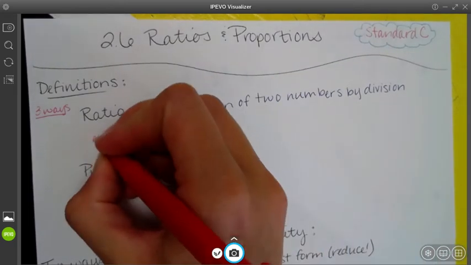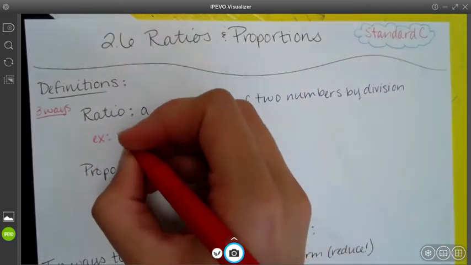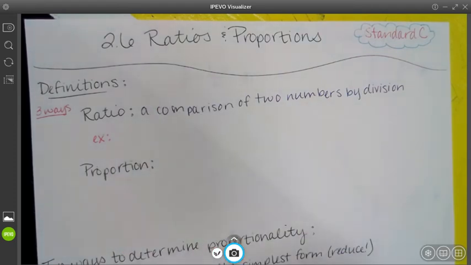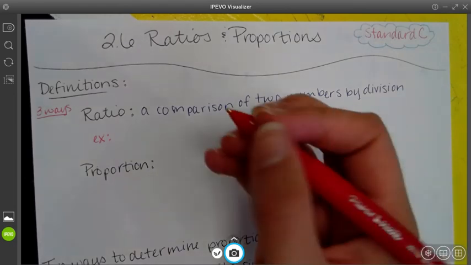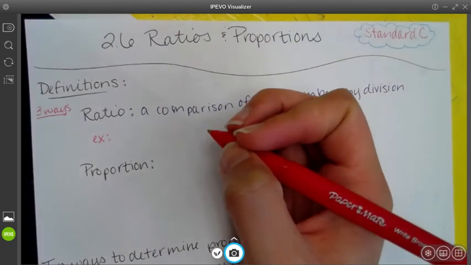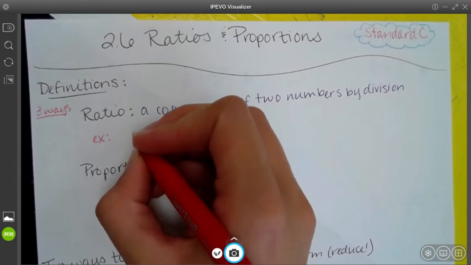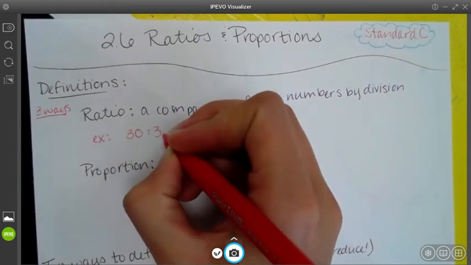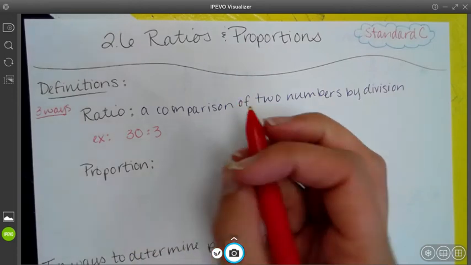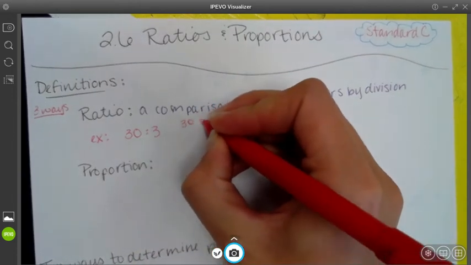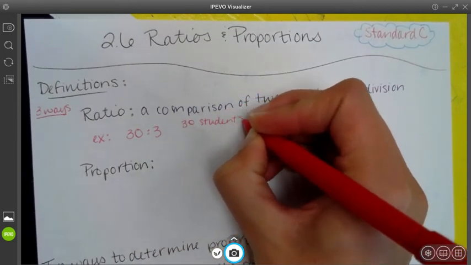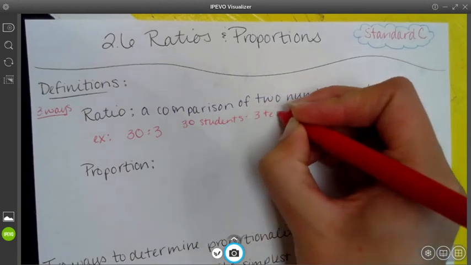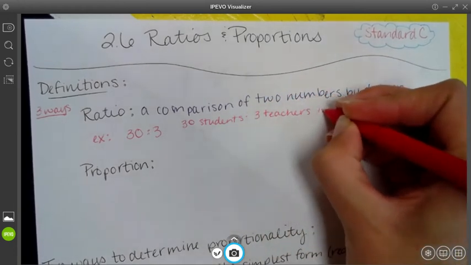So an example would be, if there are 30 students in a classroom and there are 3 teachers in the classroom, the ratio of students to teachers would be 30 to 3, okay? So we have 30 students, I should have written this down, 30 students and 3 teachers in the classroom.